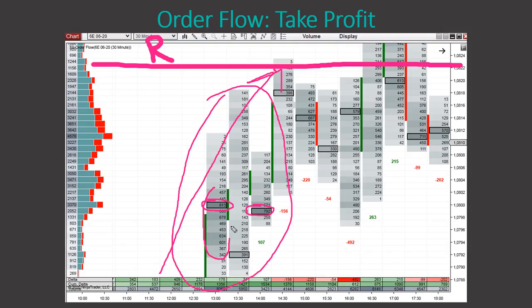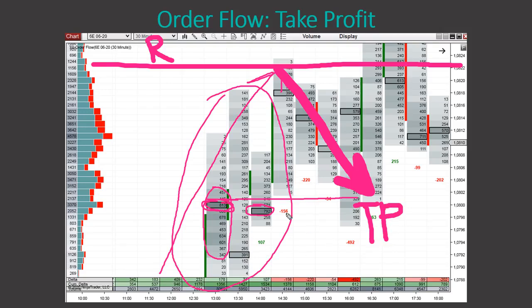Also, as you can see, there were pretty massive volumes created in here, so I would take the profit one tick above this high volume node. It would be in here. So if I went short from there, this would be the take profit.